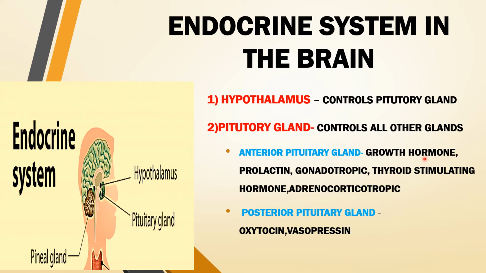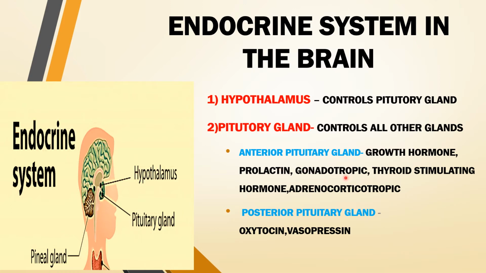Then it releases prolactin. This hormone is responsible for the growth of breast or mammary glands in mothers. Milk secretion is also controlled by this hormone, that is prolactin. In a pregnant and lactating woman, this hormone level will be high.